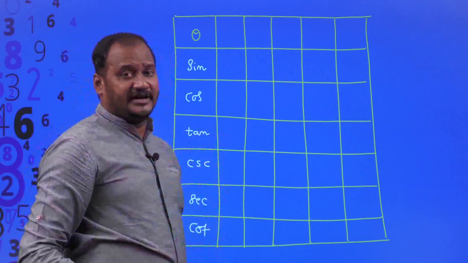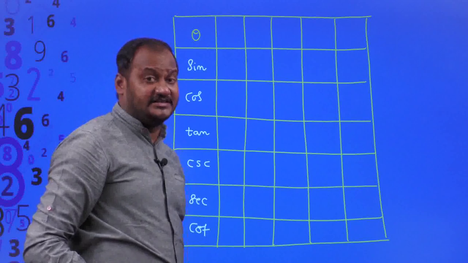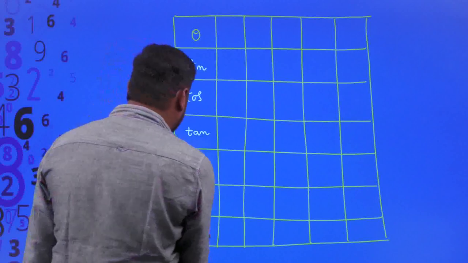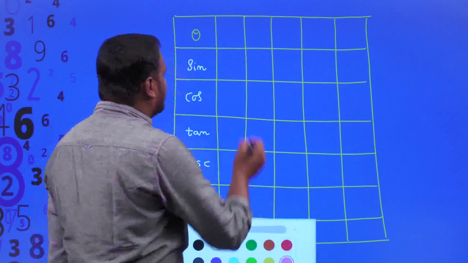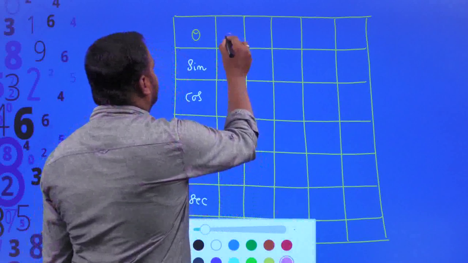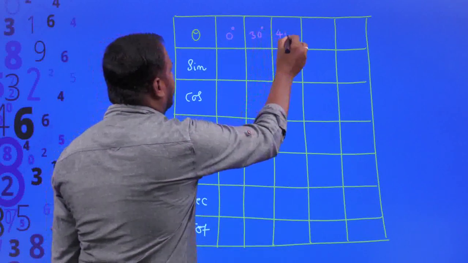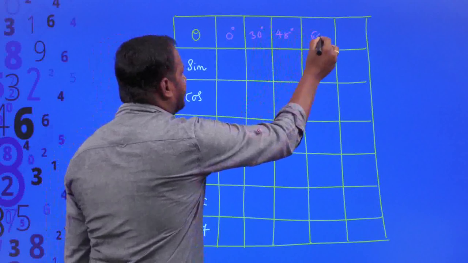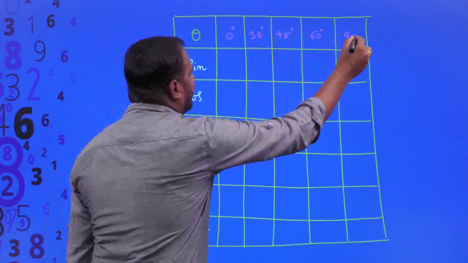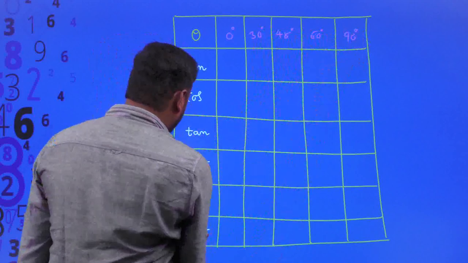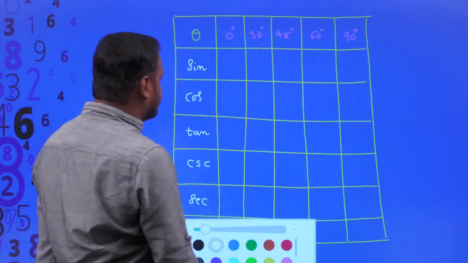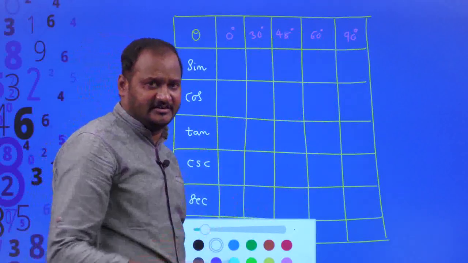We derived for five values, right? Five angles, specified angles. What are those five specified angles? Can you please tell? First specified angle is 0 degrees, and then 30 degrees, and then 45 degrees, and then 60 degrees, and then 90 degrees. Okay. Now, I will write the values of all six trigonometric ratios. We just derived all these things, right?